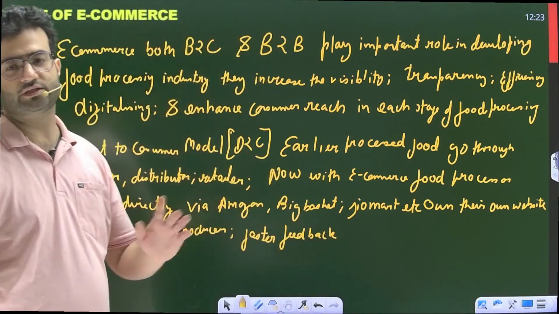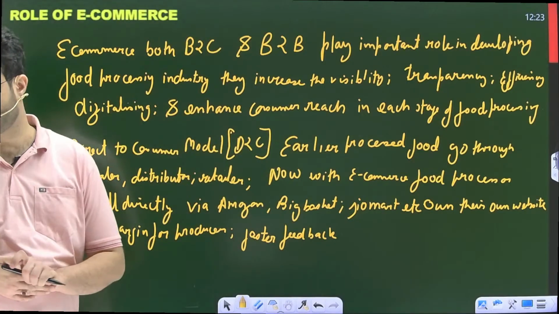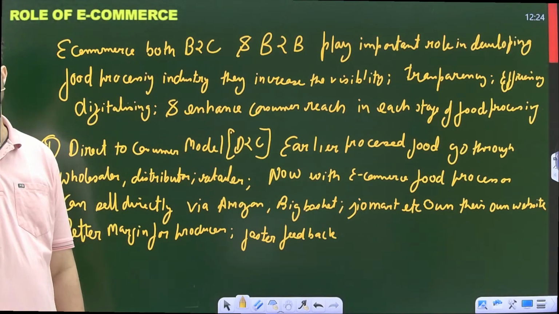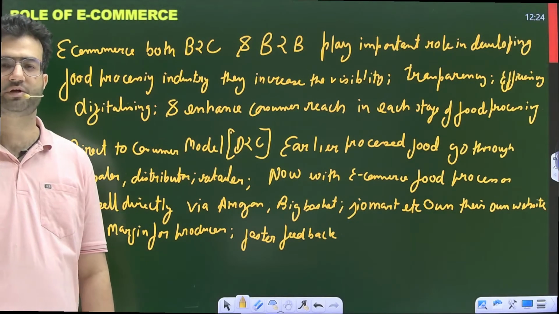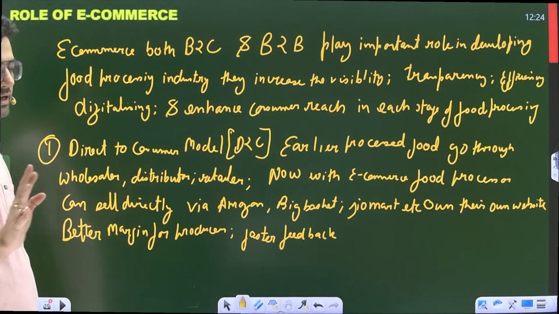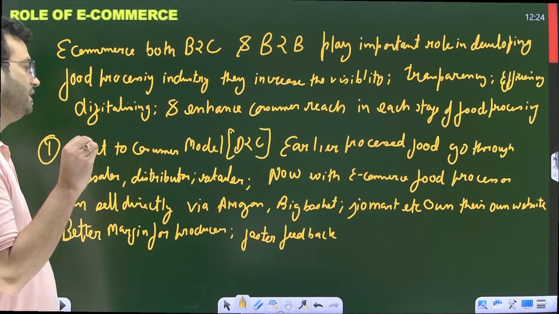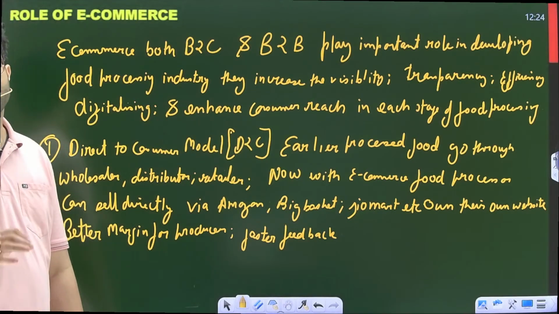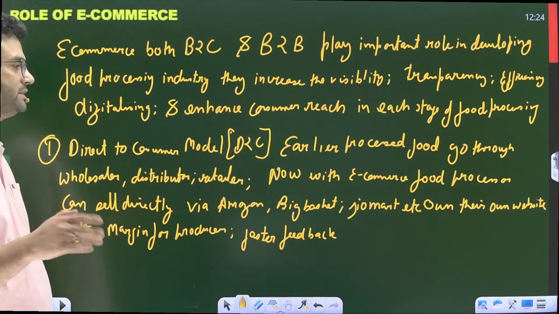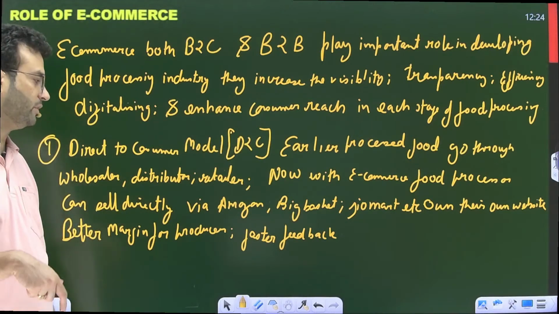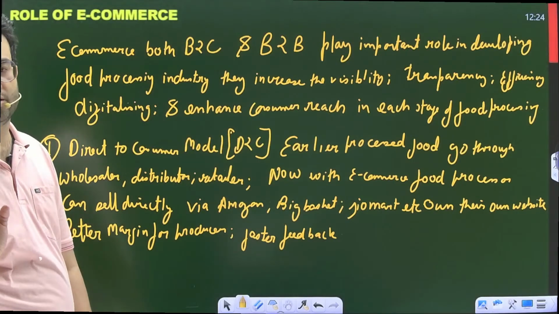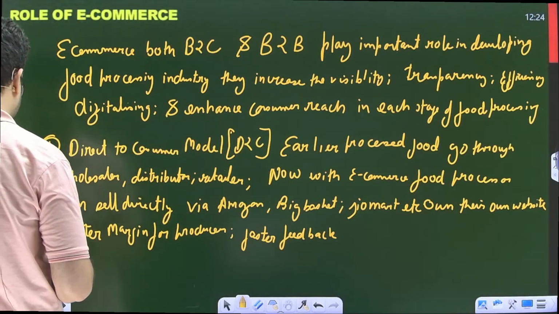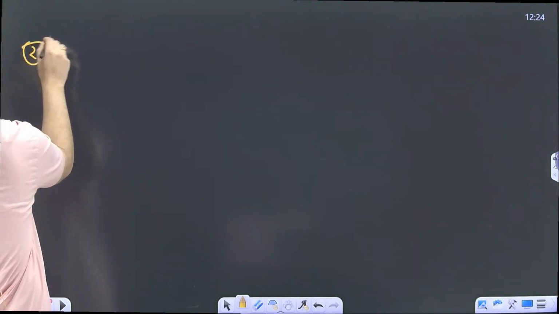So this is the first, the direct to consumer model. Direct to consumer model means where they can sell their product directly to the consumers. Earlier, processed food went through wholesaler, distributor, retailer. Now with e-commerce, food processors can sell directly via Amazon, Flipkart, Big Basket, on their own website, which provides them good margin and enhances faster feedback. Second, efficient inventory.